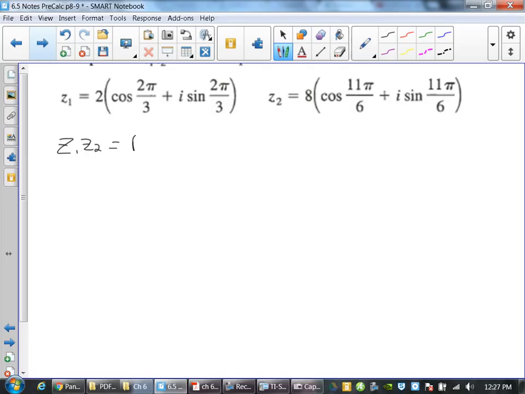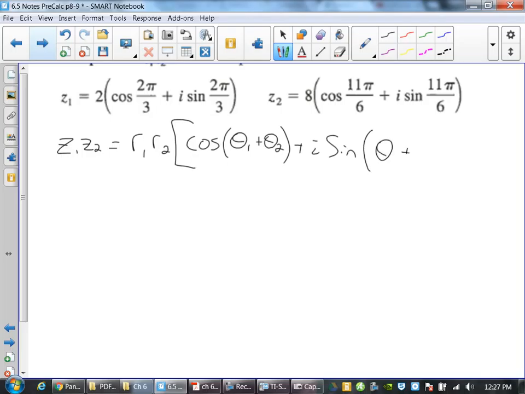So you're going to get your two radii multiplied together times the cosine of the two different thetas added together, plus i sine of the two theta values added together. So I'm taking 2 times the quantity cosine 2 pi over 3 plus i sine 2 pi over 3 times the other stuff. It looks like crap.